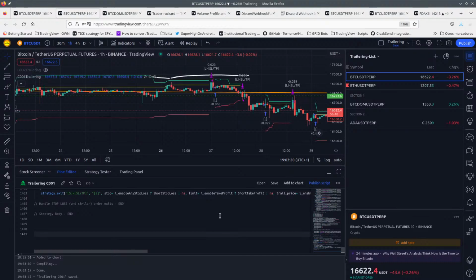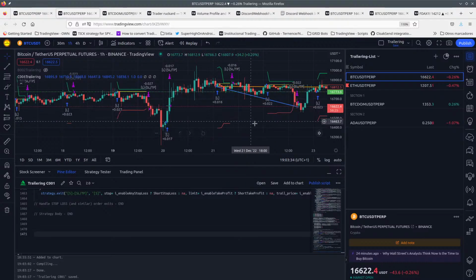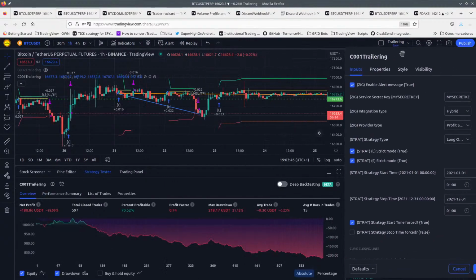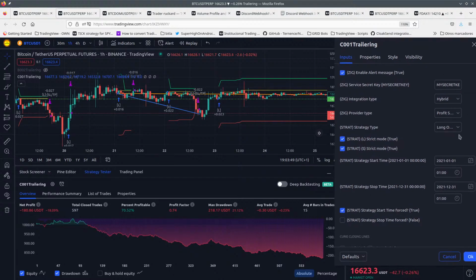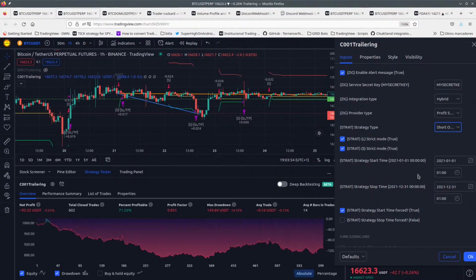Okay, so now I'm going to check whatever I want to check. So this 21 November was a good example. 21 November, where are you? Yeah, 21 December. So this is take profit. So I want to know what happens with short only. I'm curious. So short only, please. Okay, short only also wins here.